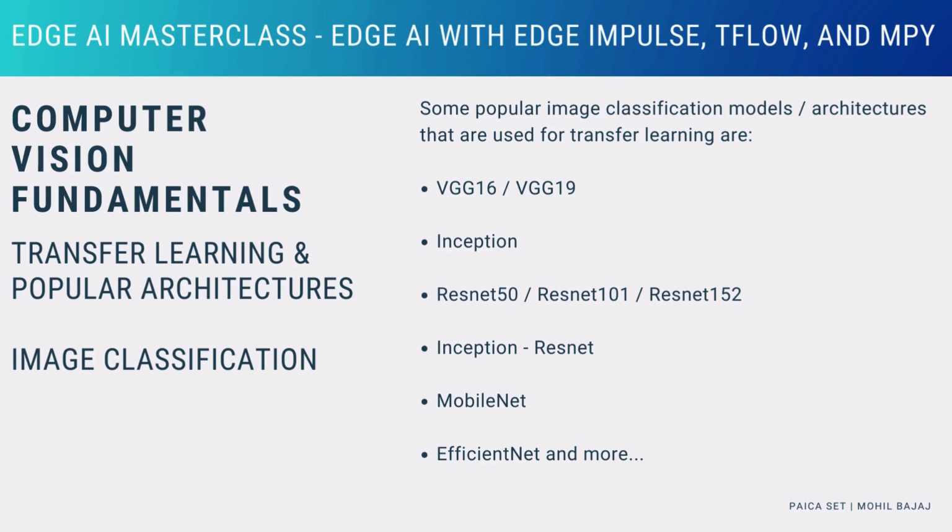And that is all for this quick summary on transfer learning and some popular image classification architectures. We will add research papers related to these architectures in the resource section if you are interested in learning more. In the next few videos, we will also go over some of these in more detail.